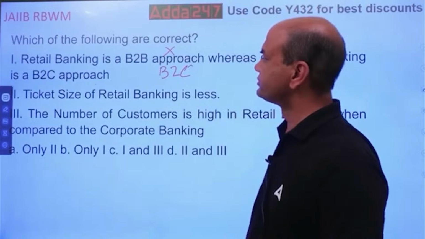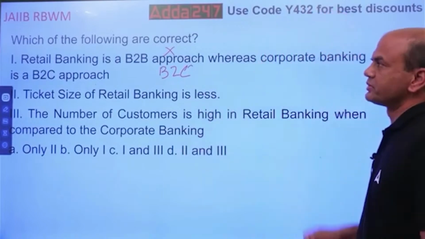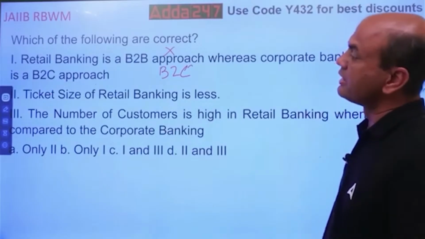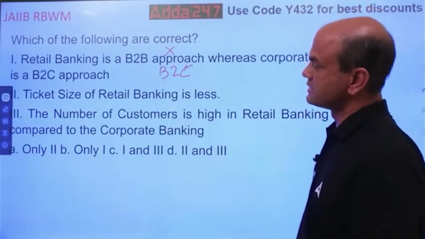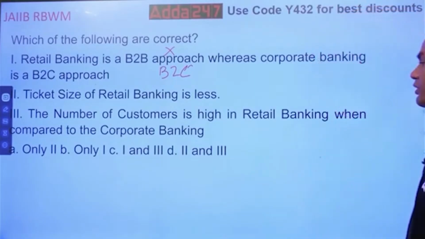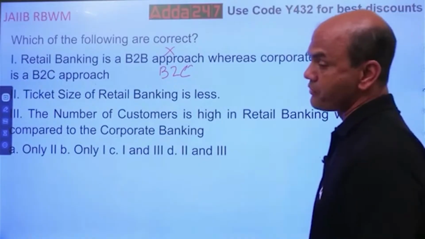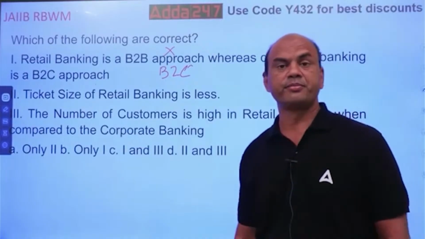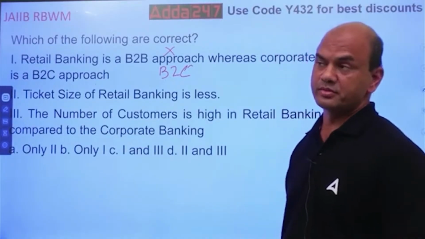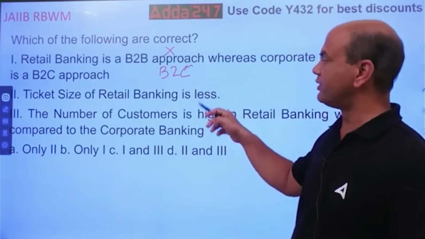Okay, first you answer me. Retail banking is the first one I gave you. Wrong. Second one: ticket size of retail banking is less. The number of customers is high in retail banking when compared to corporate banking. So which one is true? You got it, everyone? First one obviously I gave you wrong, so that's out. Only between 2 and 3 now.